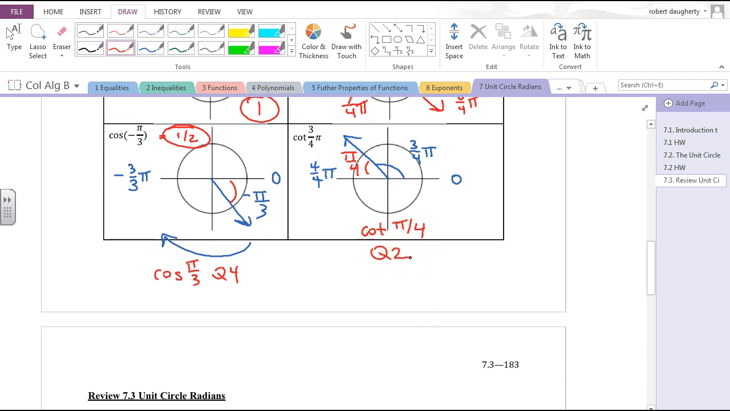So what's the cotangent of pi over 4 in quadrant 2? Cotangent of pi over 4, cotangent is x over y. At pi over 4, the x and y coordinates are identical. X over y is going to be 1. In the second quadrant, cotangent is negative. So this answer here is negative 1.